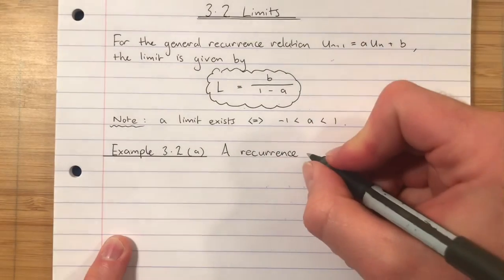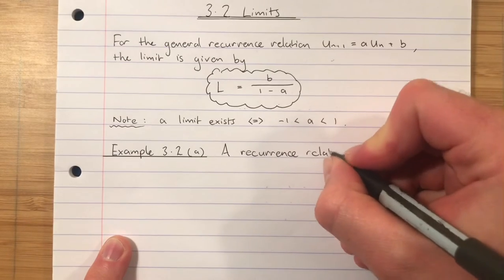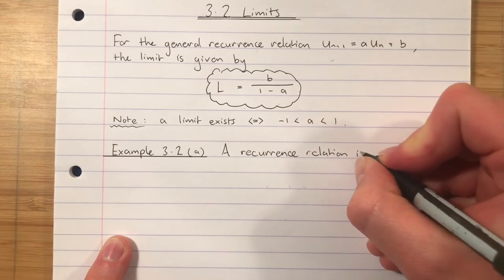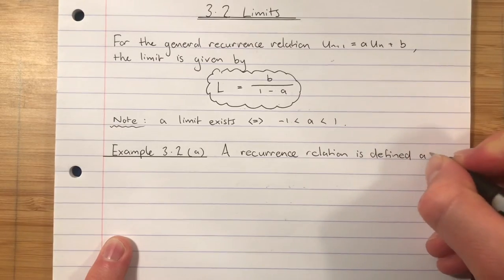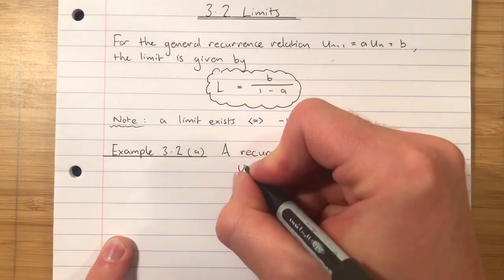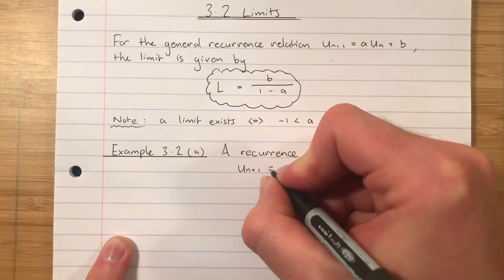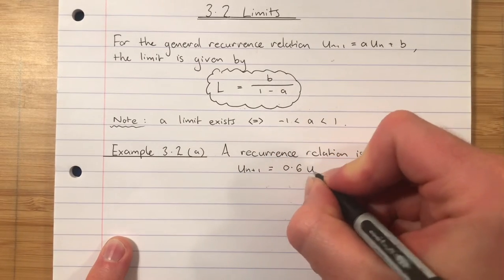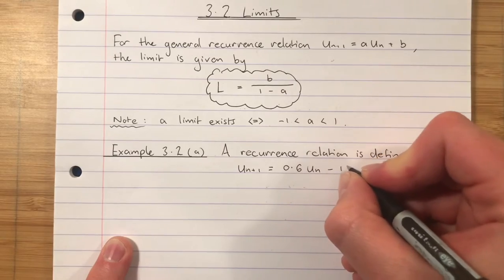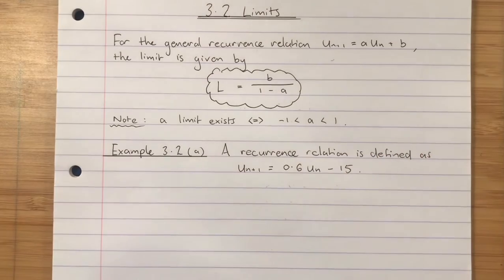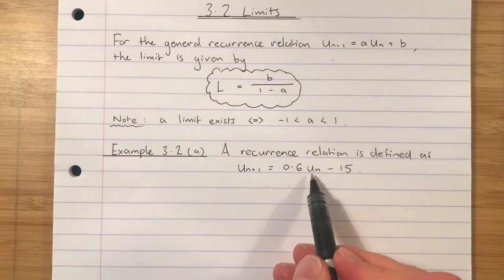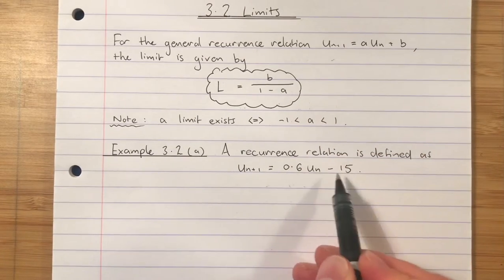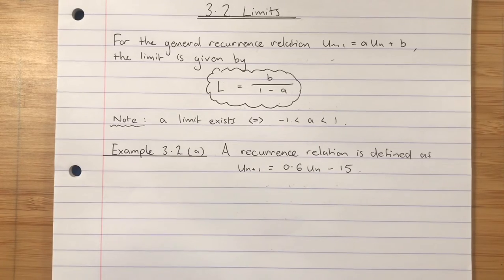So a recurrence relation, this pen's definitely dying, a recurrence relation is defined as, I'm just going to make one up. u_{n+1} = 0.6 u_n minus 15. Okay, so that's the recurrence relation, which is saying you take the previous term, you times it by 0.6, and then you subtract 15 to get the next term. And then you would times by 0.6, you'd subtract 15.